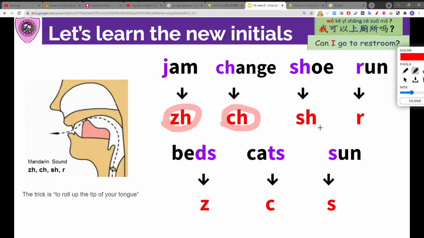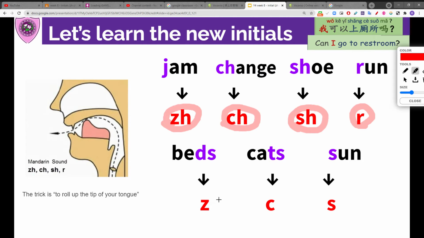Next one. The sh in English is similar to this one in Chinese. Shi, shi, shi. And the last one, the r in English, but we say it as the r sound. I think it shouldn't be so hard for you right now because we practiced a lot with these four last lesson.